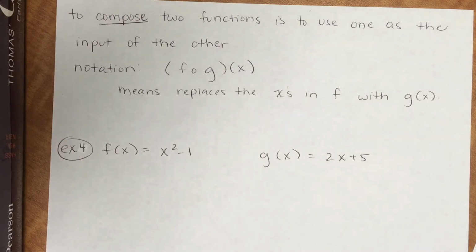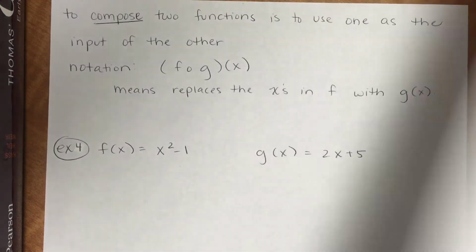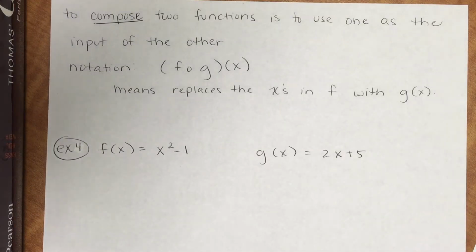In the last video, we talked about the main operations of functions. So you can add, subtract, multiply, and divide functions. But there's also a fifth operation called composition. So to compose two functions is to use one as the input of the other.